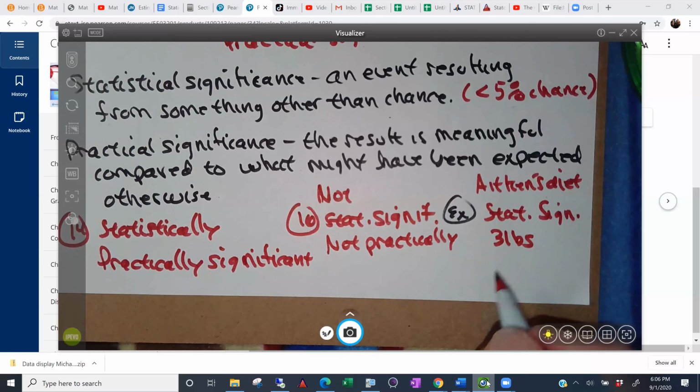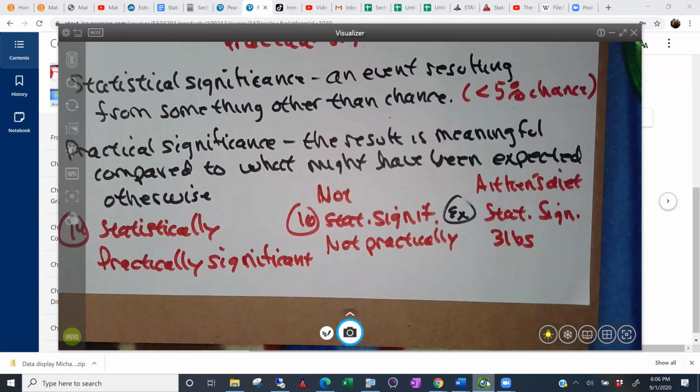But is that practically significant? Would you be happy being on a diet, spending lots of money to be on this program for a year, and you lost 3 pounds? No. I got one vote for no. Anyone else? No. No. Two votes. No. Yeah. No. Okay. This is kind of what I was hoping for.